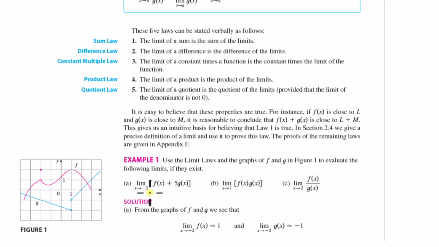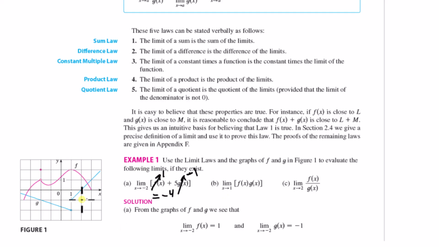So all we need to do is apply the sum rule and the constant multiplier rule, where we could bring this out of the limit. But we could just think about how, as x approaches minus 2, f of x is approaching 1, and g of x is approaching minus 1. So we can really just do this, right? So this limit is going to be equal to 1 minus 5, minus 4.